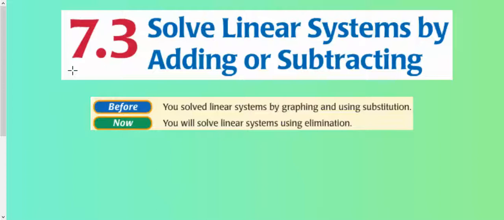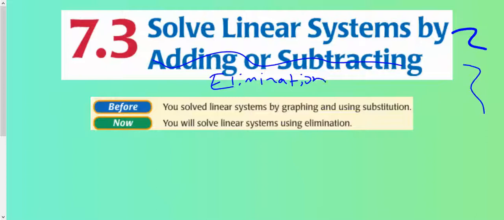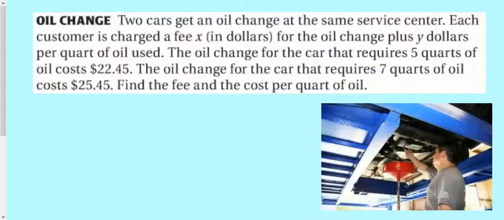Alright, so this is called elimination. Sorry, my smartboard is not working right now. One second. Okay, my smartboard should be good now. They call this solve linear systems by adding or subtracting. We're going to call this elimination, and it's the third method that we have.